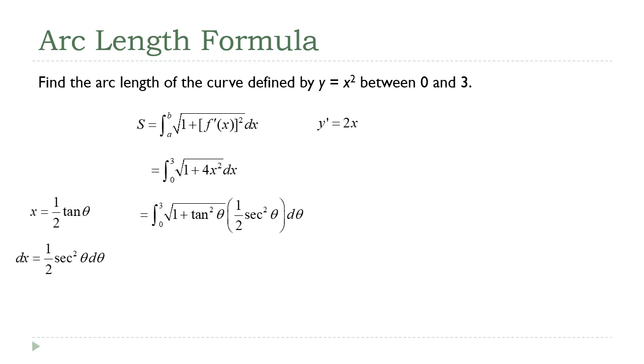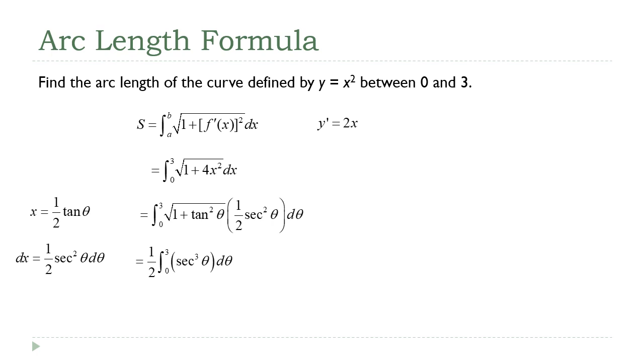All right, so looking at this, the square root of 1 plus tangent squared theta. 1 plus tangent squared theta is secant squared theta. The square root of that is just secant theta, so we can get that nice substitution there. And this whole thing becomes 1/2 integral from 0 to 3 secant cubed theta d theta.